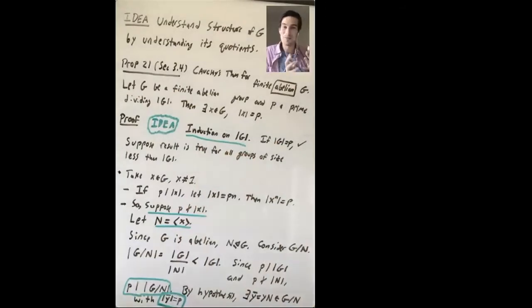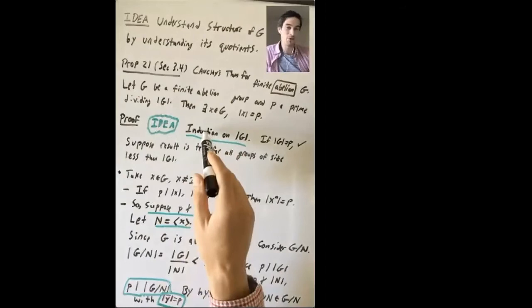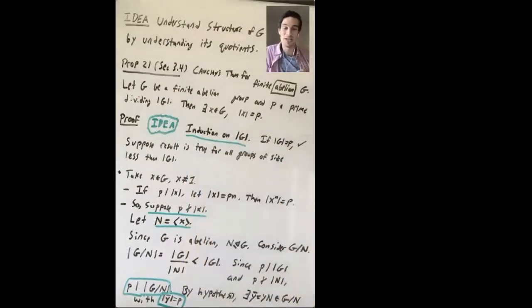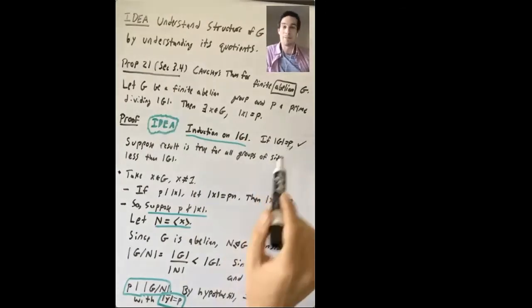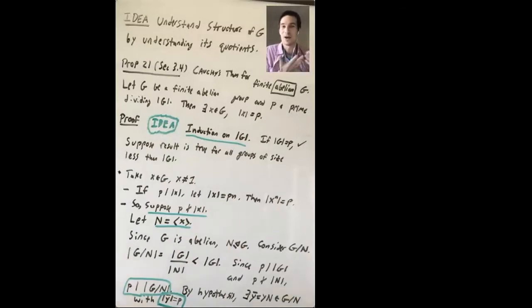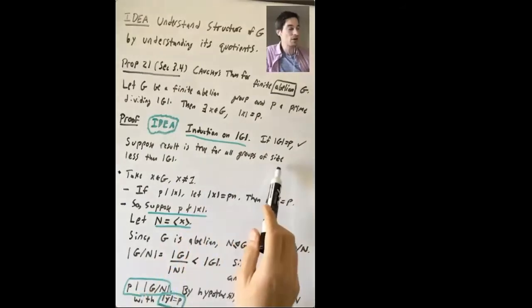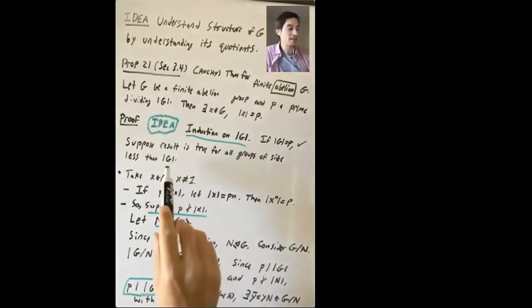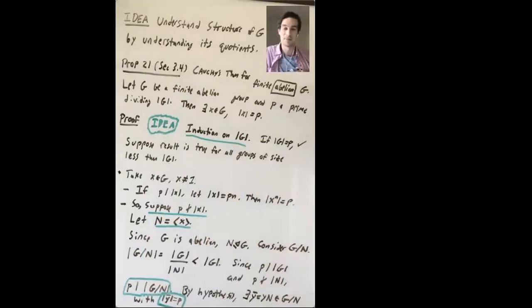And this proof begins with a big idea, which is we're going to prove this by induction on the order of G. As a base case, if the order of G is just a prime, then we know this is true because we already showed that every group of prime order is cyclic, so any non-identity element has order p. So we're going to suppose this result is true for all finite abelian groups of size less than the size of G. And we're somehow going to use that we know this result is true for smaller groups to prove that it's true for G.